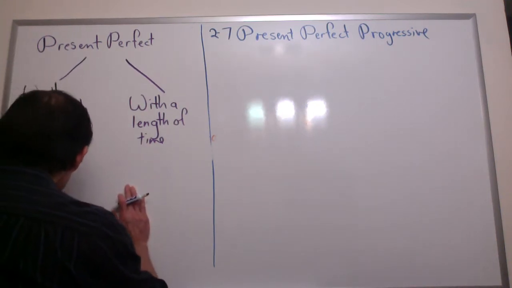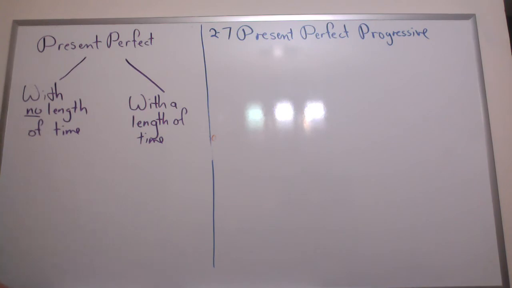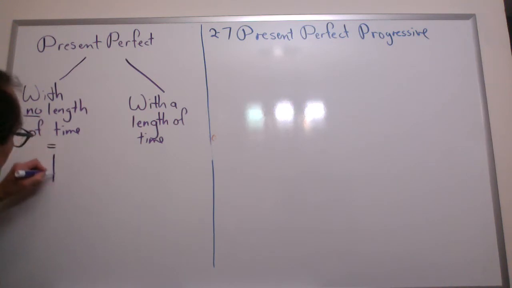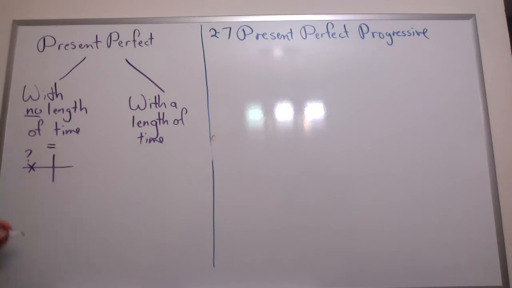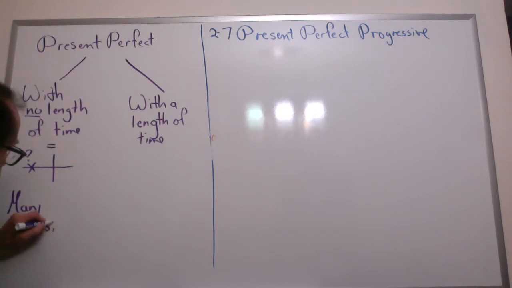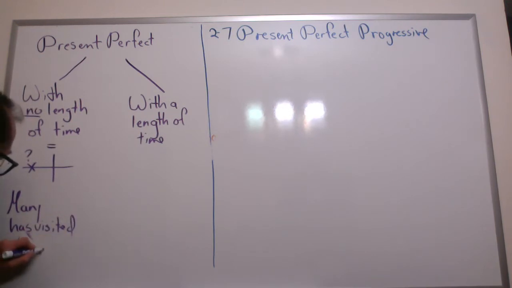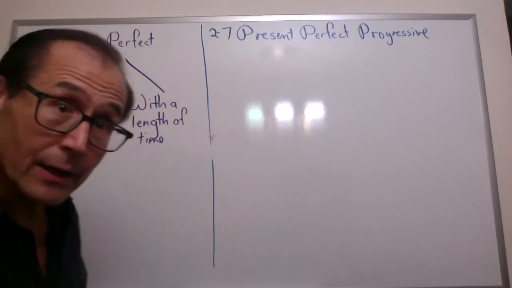So, present perfect with no length of time. Hold on just one moment. Let's put that up here. So I might say present perfect with no length of time equals it happened in the past, but the time is not clear. Like I might say, Mary has visited Hawaii. Let's use that again. So this meaning of present perfect does not continue until now.